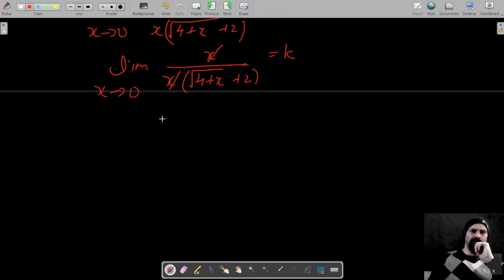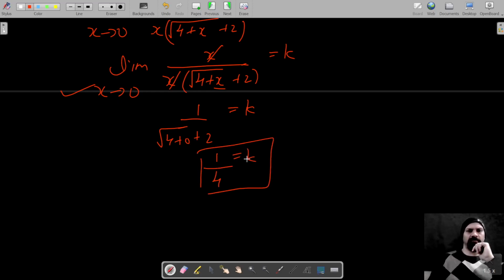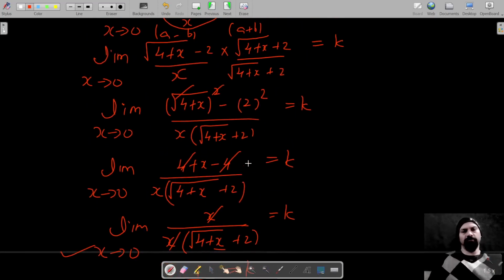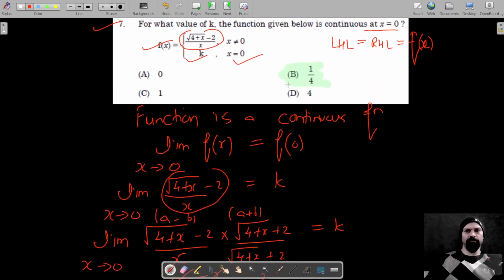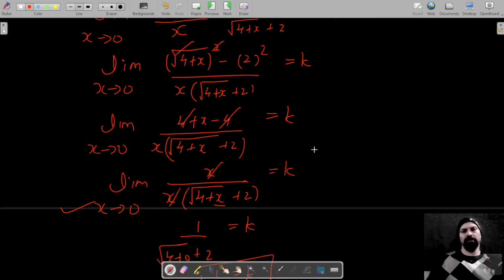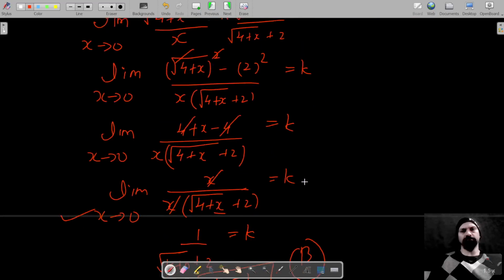Now we can take the limit here, that is, put the value of x equal to 0. Taking the limit gives us 1 upon (under root 4 plus 0 plus 2) is equal to k, which gives us 1 upon (root 4 is 2, 2 plus 2 is 4), so k is equal to 1 by 4. So k equal to 1 by 4 means B is the correct option for this.